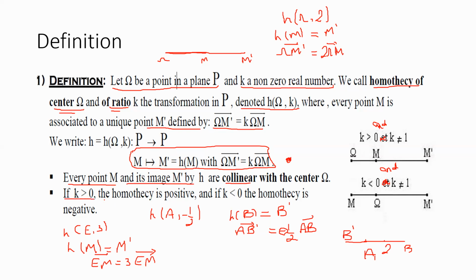If K is positive, the homothety is called positive. And if K is negative, the homothety is negative. It is a positive dilation if K is positive and a negative dilation if K is negative.